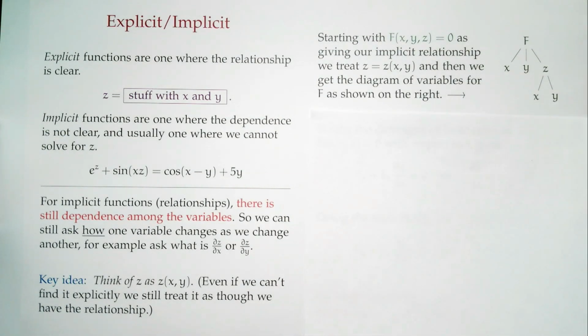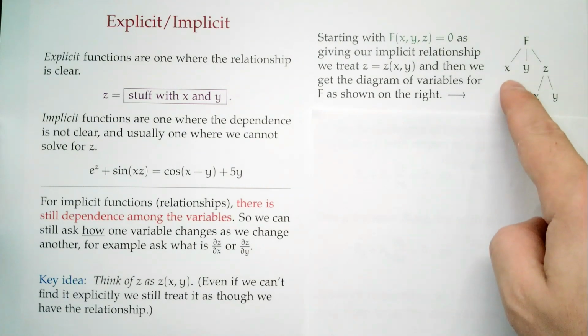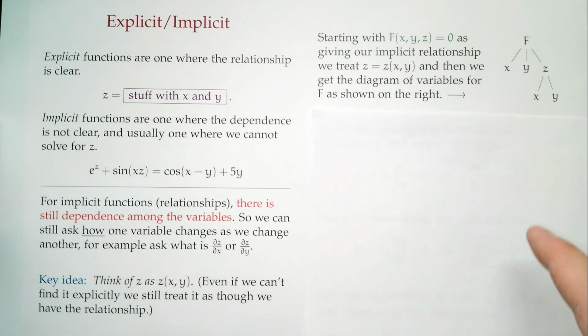So, what can we do? Suppose we start where we have some relationship. We've moved everything over to one side. So I have something which says f of x, y, z is equal to 0. So that's my relationship. That's my implicit relationship. And now we're going to think of z depending on x and y. So if I want to understand my relationships, I say, well, okay, f depends on x, y, and z, and then z, that depends on x and y. All right. So what?